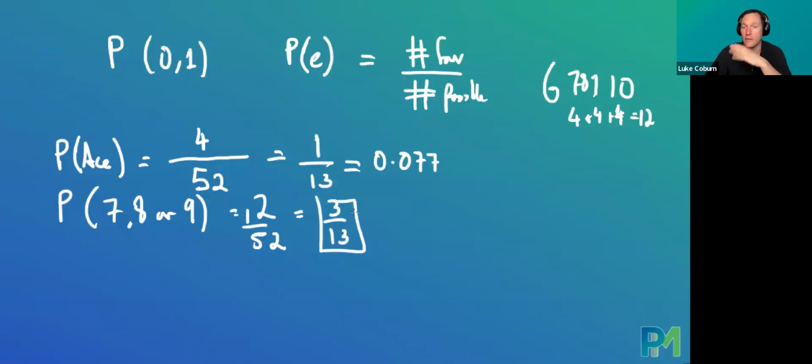Okay, so that's your chance. And then you can put that into the calculator again and you'll get approximately 0.235, something like that. Okay, so this is how we work out probabilities.